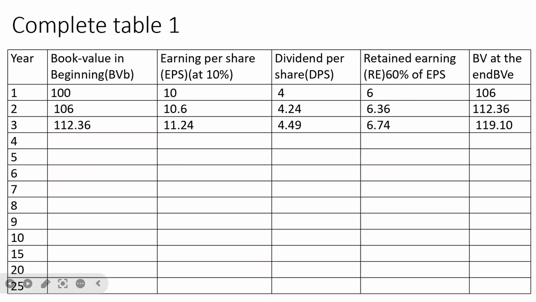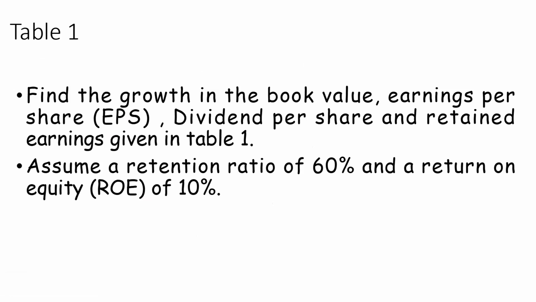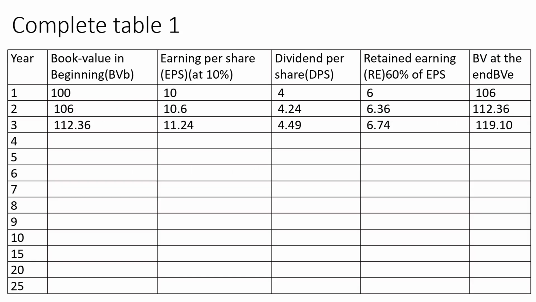Let us do that. This is your table. Given this information, you have to find the growth in book value, earning per share, how it increases because you are retaining a part of your profit, dividend per share, how it increases, and retained earnings. In the first year, 100 is the face value, and 10% return on equity gives 10. Now the retention ratio is 60%, so 6 is retained, 4 is given out as dividend per share. So 106 is the book value.